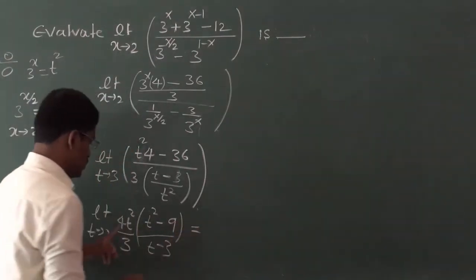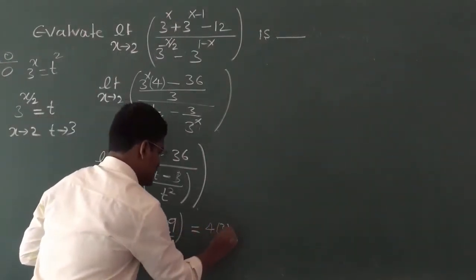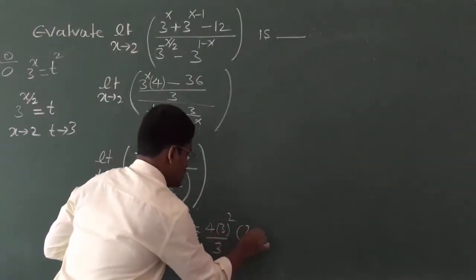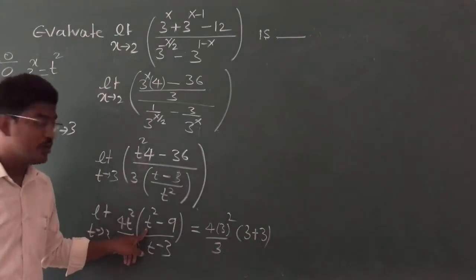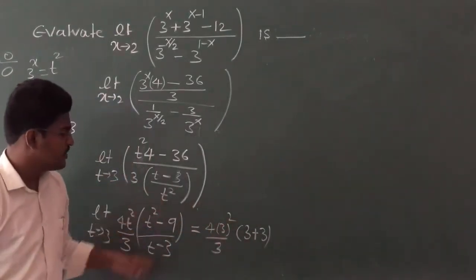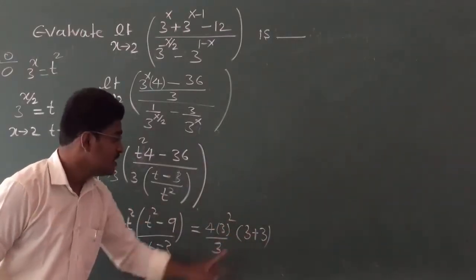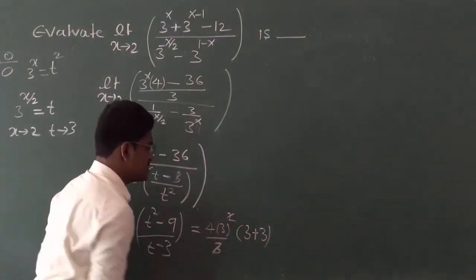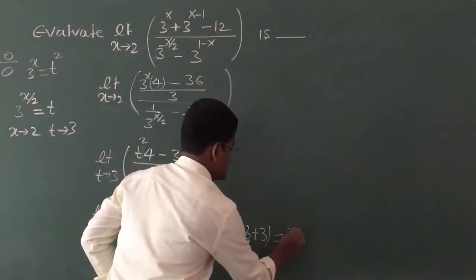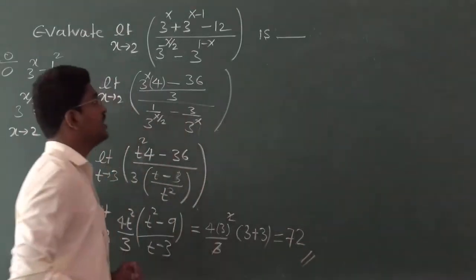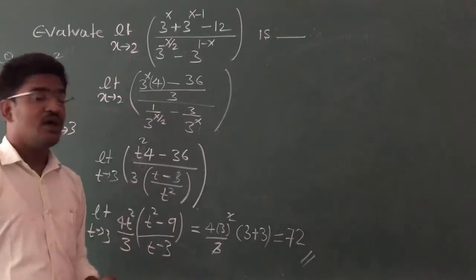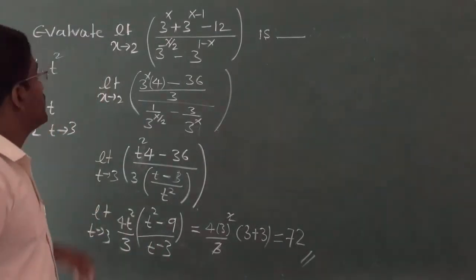So that will be equal to 4 into 3 square divided by 3, into (3 plus 3). Clear? Because t minus 3 will get cancelled, remaining with t plus 3, and t value is 3. 3 plus 3 is 6. Cancel this. 4 into 3 is 12. 12 into 6 is 72. So 72 will be your answer. Clear, students? So therefore the answer is 72 for this particular question.